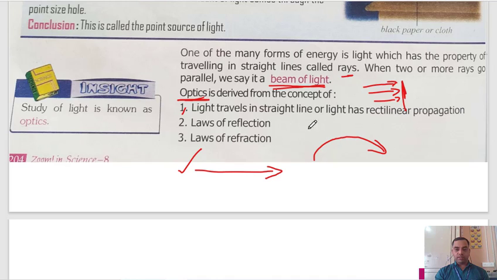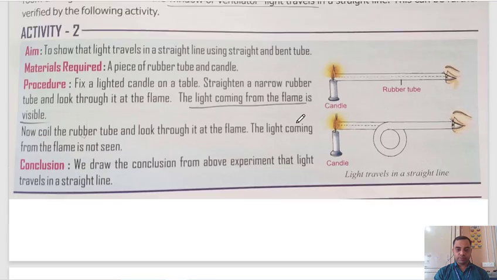First point, light travels in a straight line, or light has a rectilinear propagation. These words are difficult to listen to but very easy. Rectilinear propagation means it is traveling in a straight line. Laws of reflection, that we're going to cover in our coming slides. Laws of refraction, this we're also going to cover. So let's move further.